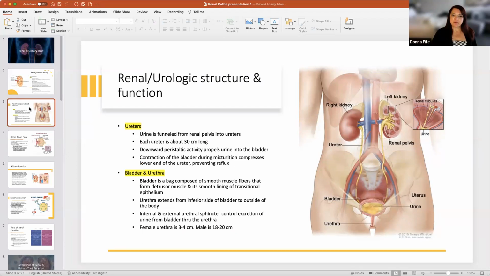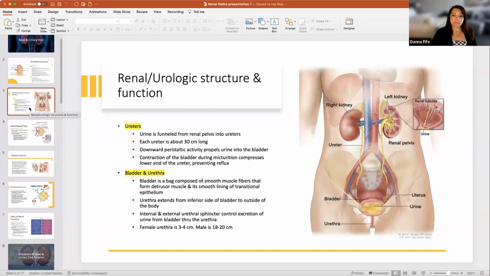The bladder and urethra. The bladder is a bag, and it's composed of smooth muscle fibers that form the detrusor muscle and its smooth lining of transitional epithelium. The urethra extends from the inferior side of the bladder to the outside of the body. Internal and external urethral sphincters control excretion of urine from the bladder through the urethra. The female urethra is 3 to 4 centimeters, and in the male, it's 18 to 20 centimeters.